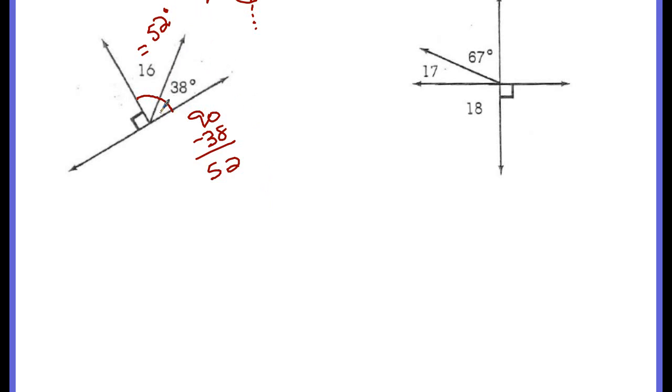You might also notice that these two angles along with this angle are supplementary. They add up to 180. They make that straight line. They add up to 180 degrees. So you could have also taken 90 for this right angle plus 38 and subtracted it from 180, but that's a little bit extra work.